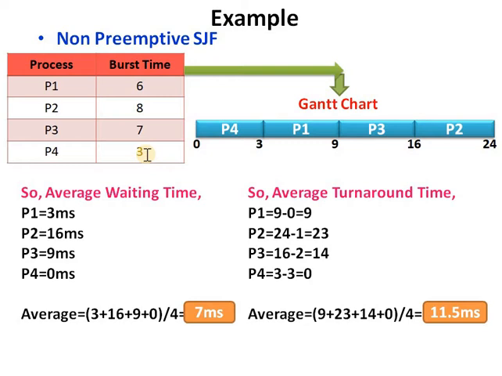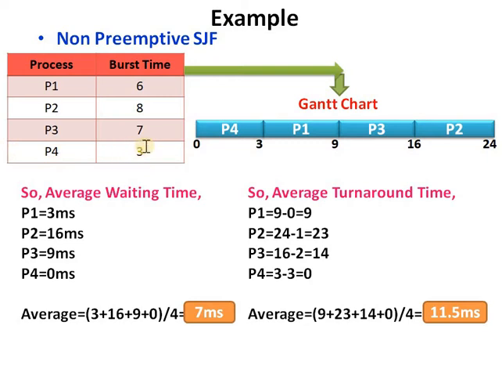We know that in the shortest job first scheduling algorithm, the shortest process is executed first. So, in this condition, which is the shortest process? Process P4 is the shortest process because it has the shortest burst time, that is 3.